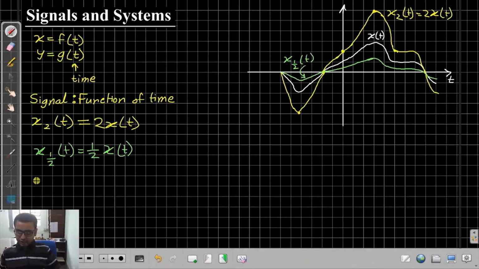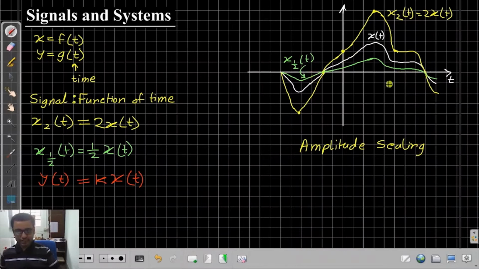In general, you can define any other function, call it y of t is equal to some constant k times x of t. K can be less than or greater than or equal to 1. This process is called amplitude scaling, where the amplitude of the signal is multiplied by a constant scale factor k.